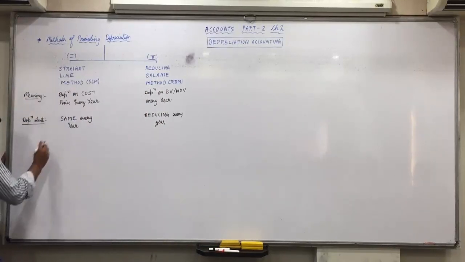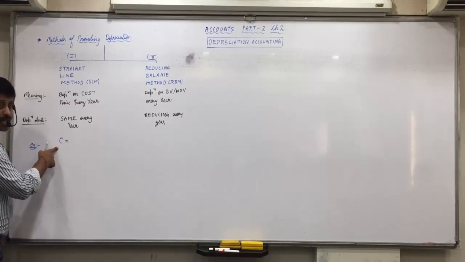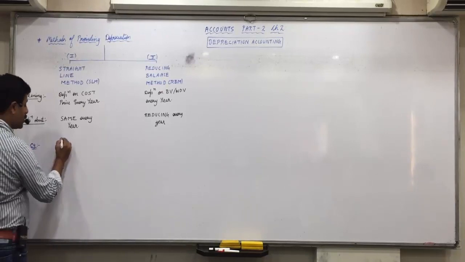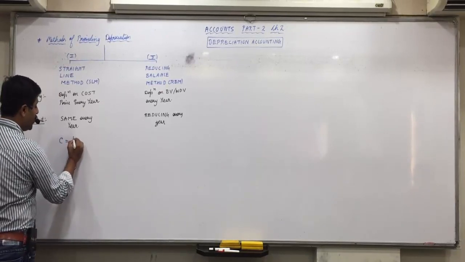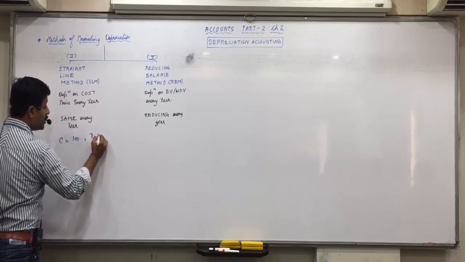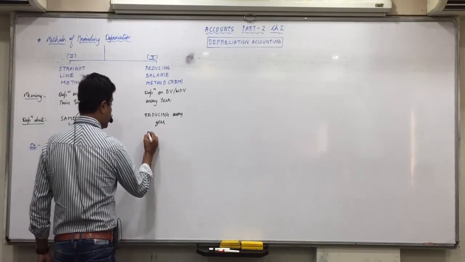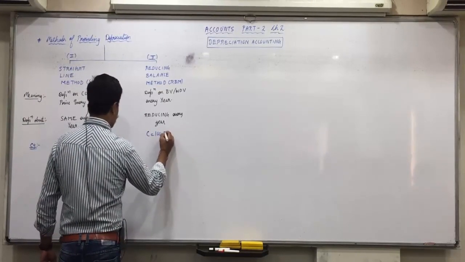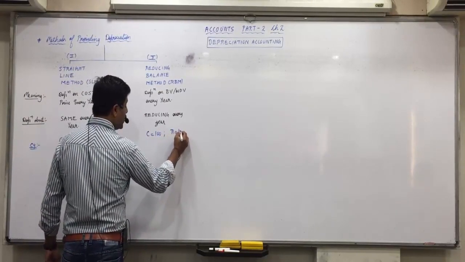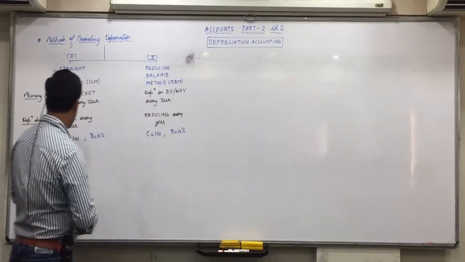Suppose C means cost price. Suppose the cost price of the asset is 100. The rate of depreciation is 10%. In both the examples I take the same. Cost price is 100, rate is 10%. How do you provide the depreciation?